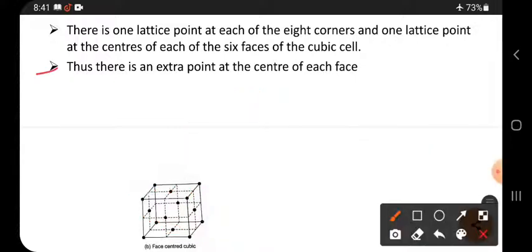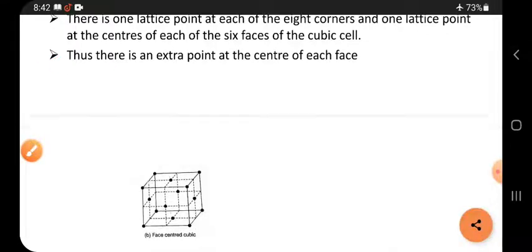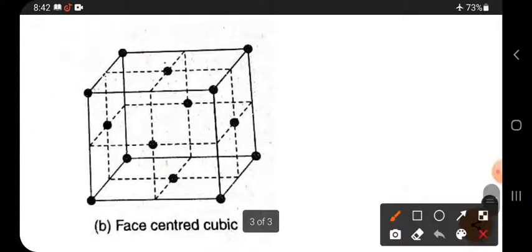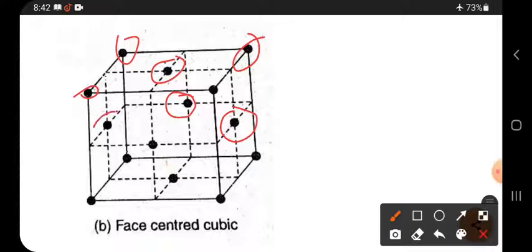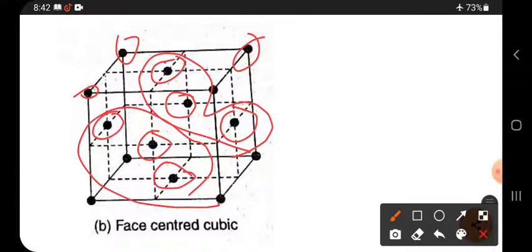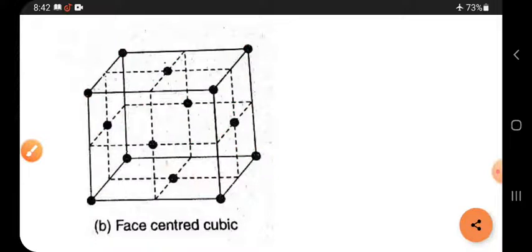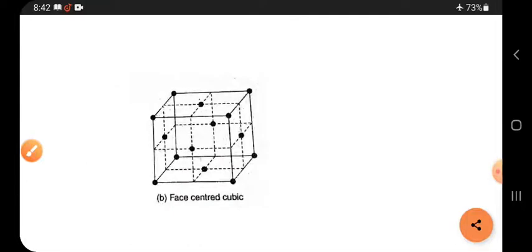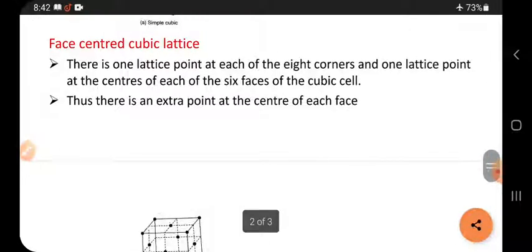There is an extra point at the center of each face. At the corners, 8 lattice points are present. Then the top face, back face, right face, left face, bottom face and front face: 3 plus 3, so the 6 faces contain 6 lattice points at their centers. That is why it is called the face centered cubic lattice. It is also a cube.